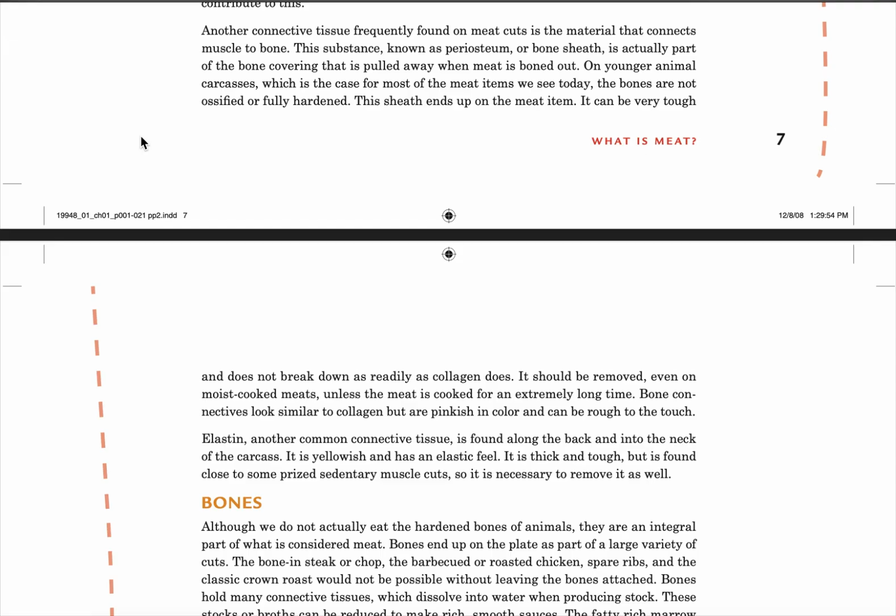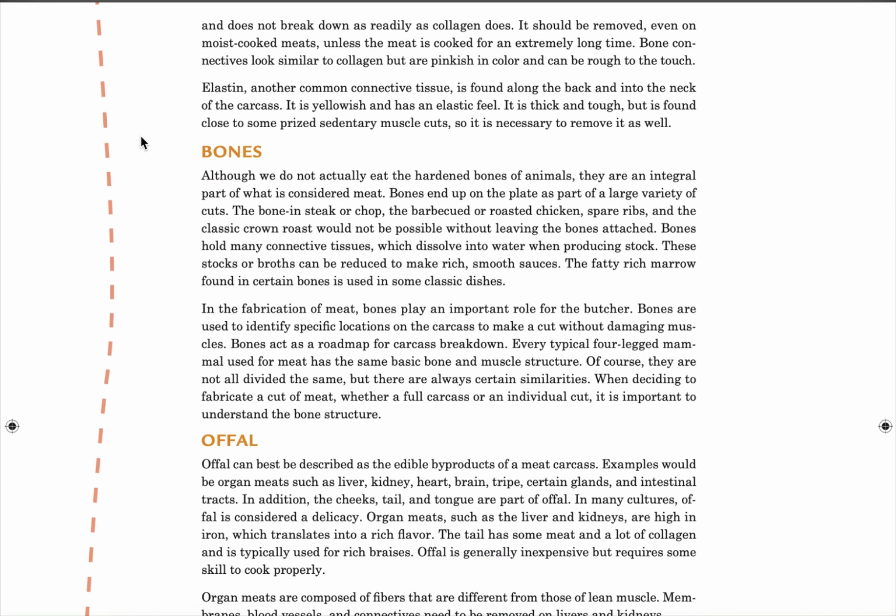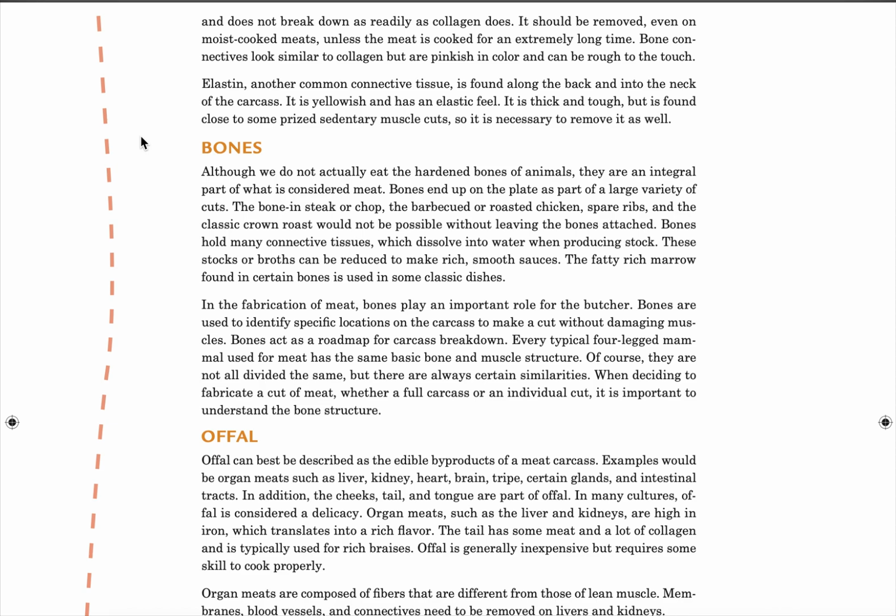This substance, known as periosteum or bone sheath, is actually part of the bone covering that is pulled away when meat is boned out. On younger animal carcasses, which is the case for most of the meat items we see today, the bones are not ossified or fully hardened. This sheath ends up on the meat item. It can be very tough and does not break down readily as collagen does. It should be removed even on moist cooked meats unless the meat is cooked for an extremely long time.